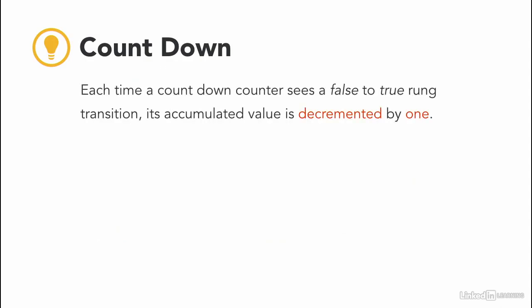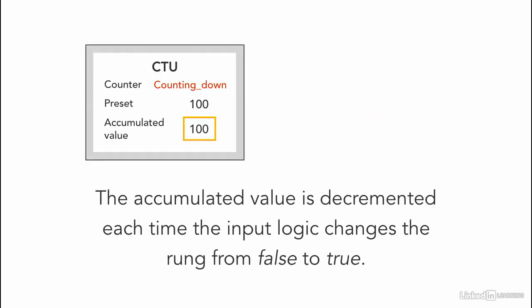Now, a counter down works a little bit differently. Each time a count down counter sees a false to true transition, its accumulated value is decremented by 1. Since the accumulated value is decremented each time the input logic changes the rung from false to true, the accumulated value must be the starting point of the count.